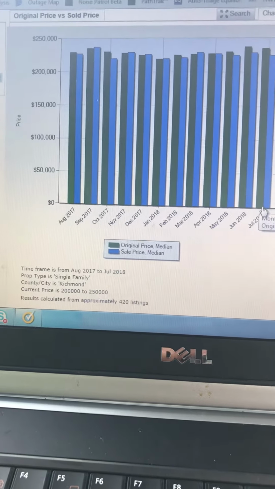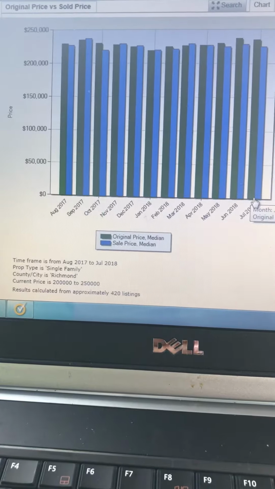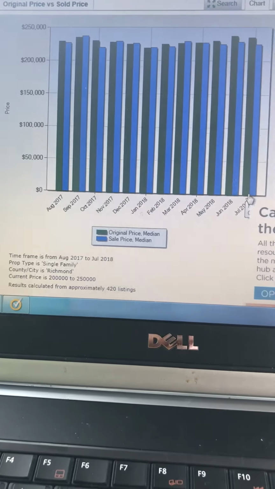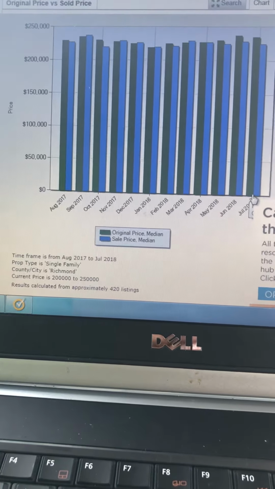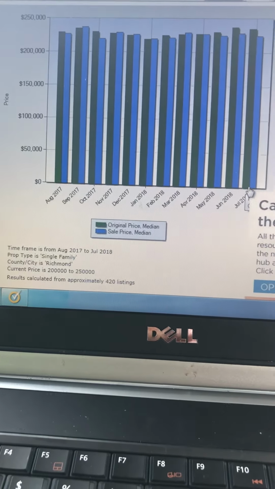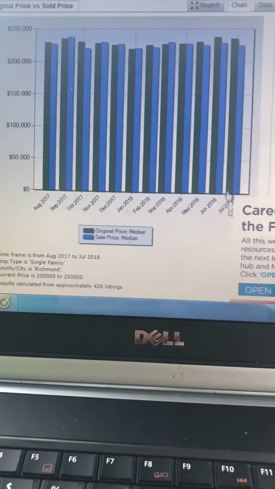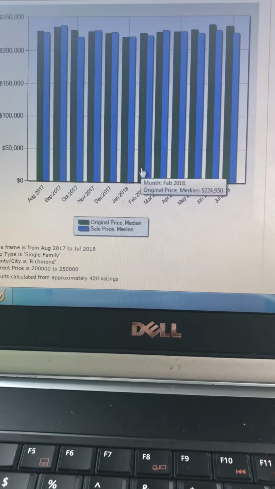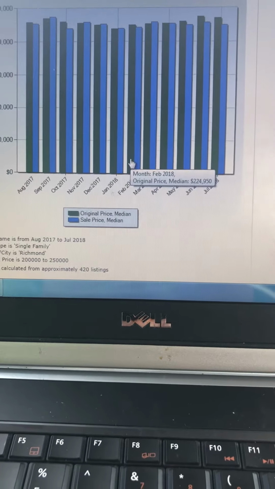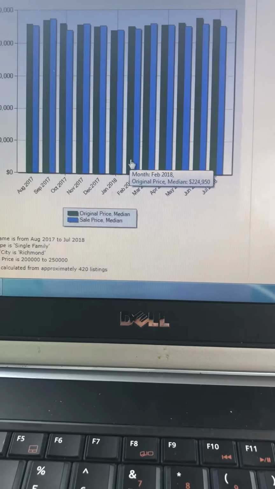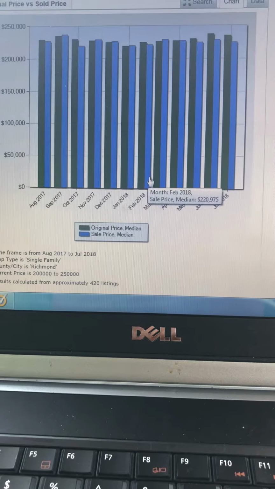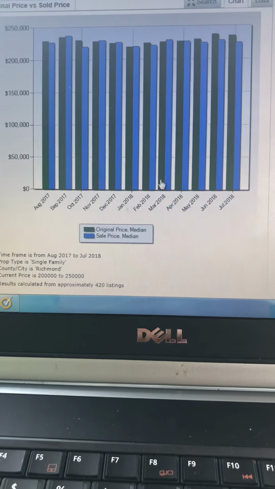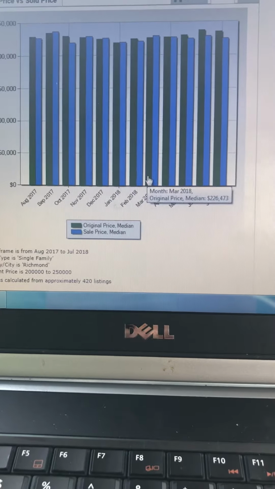What this is, is a quick chart of original price versus sold price of real estate in Richmond, Virginia, between the prices of $200,000 and $250,000. As you can see, in the month of February 2018, the original price was $224,000. The average sale price was $220,000.